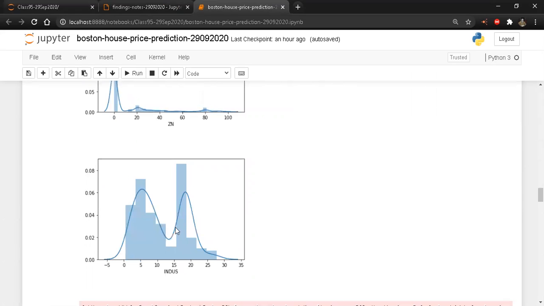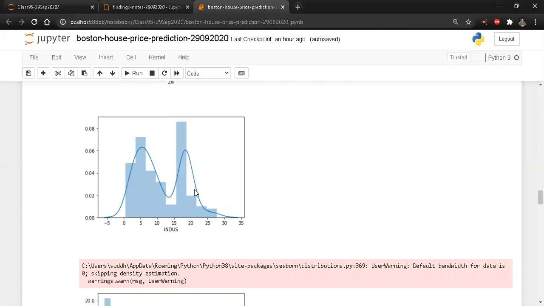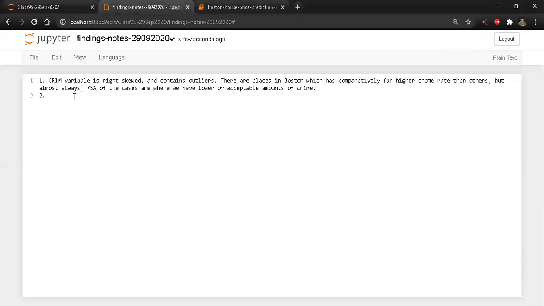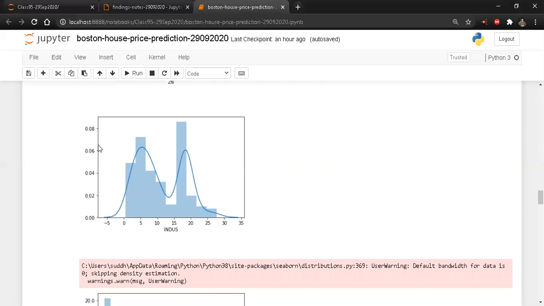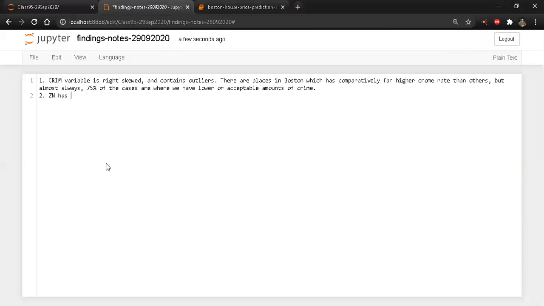Okay, INDUS is a multimodal data, near to normal, but it's not really normal. This is multimodal. Okay, so I can write ZN has similar characteristics as CRIM.